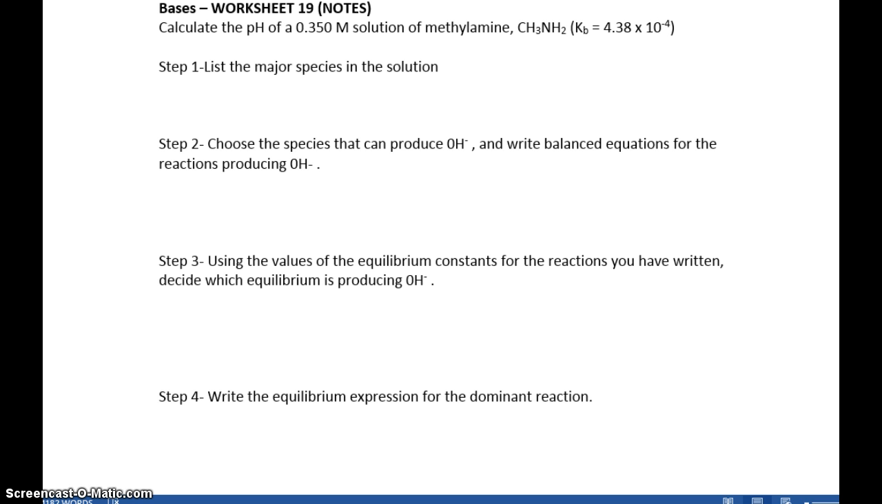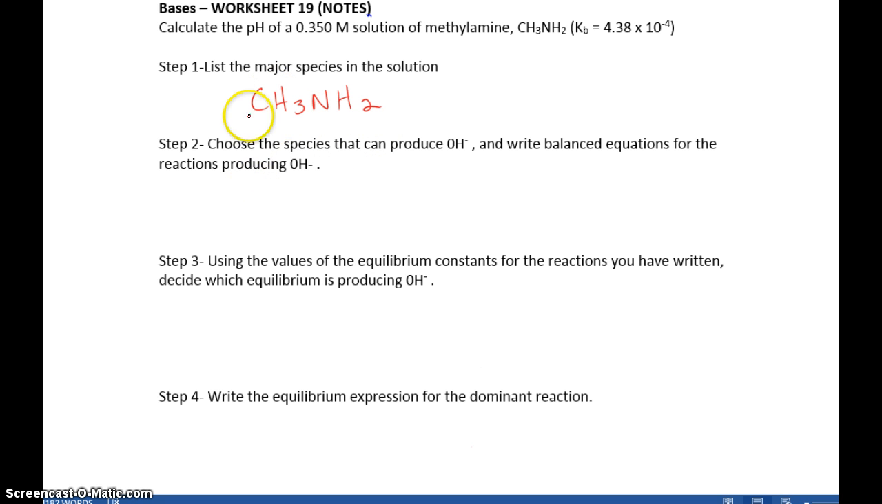We're going to first list our major species in solution. So as usual, it's always water, but it's really our methylamine. Choose species that can produce hydroxide and write a balanced equation. So we're knowing that this is a base. We're going to choose things that can produce hydroxide.